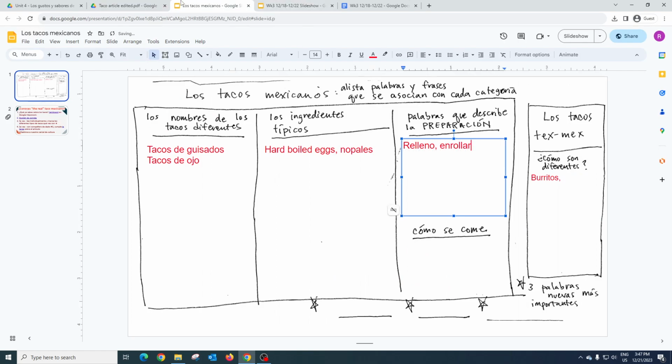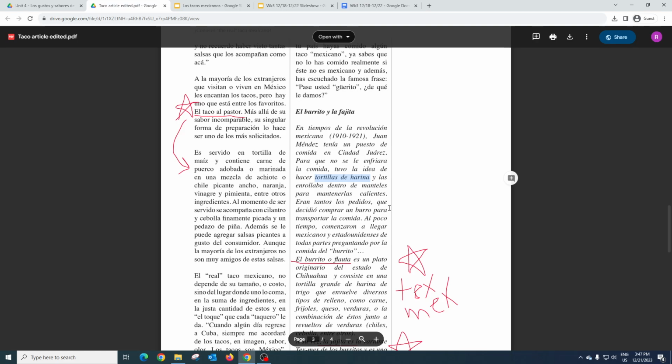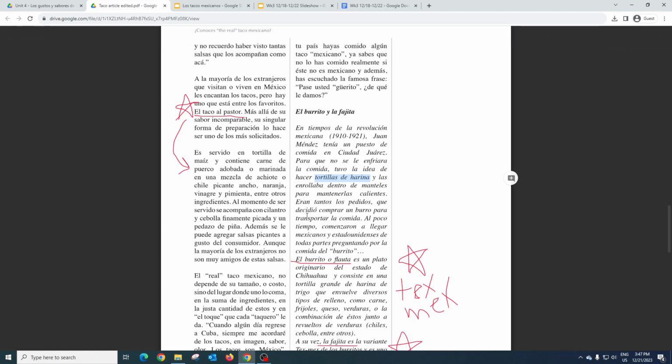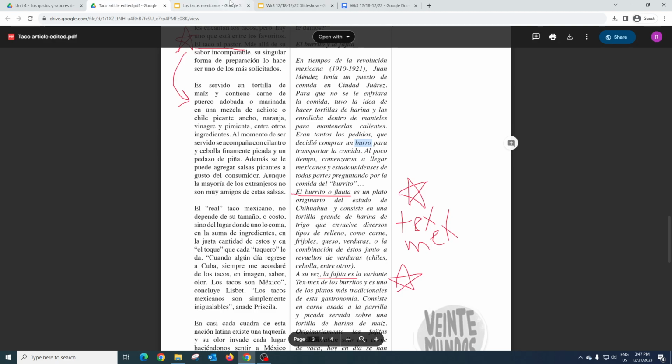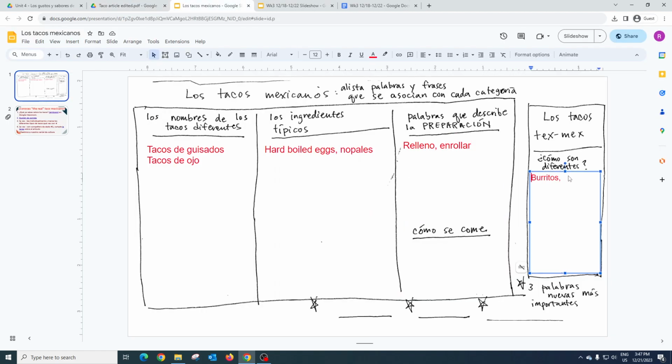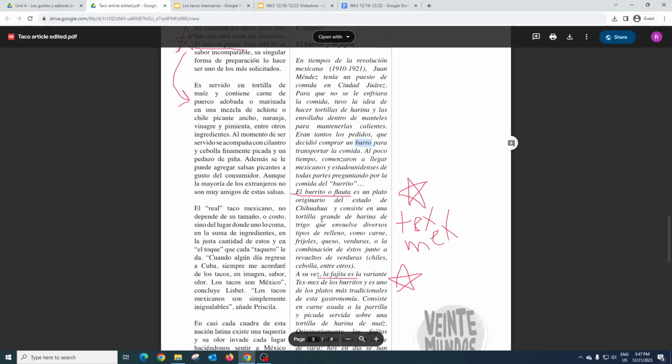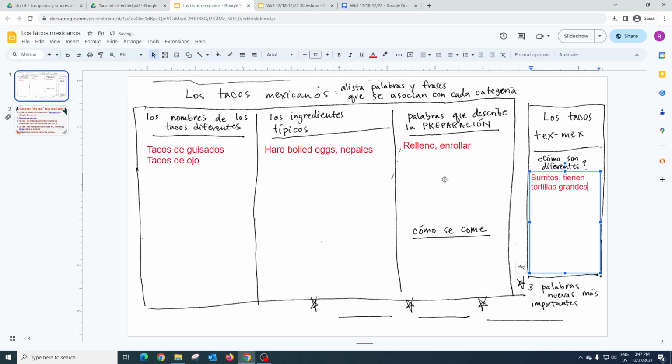which you should look up honestly online. Eran tantos los pedidos comprar un burro para transportar la comida. Al poco tiempo comenzaron a llegar mexicanos estadounidenses de todas partes preguntando por la comida del burrito. So we see that burro, if you look it up as donkey, burrito actually comes from that because they used to come by donkeys. El burrito o flauta es un plato original del estado de Chihuahua y consiste en una tortilla grande de harina. So, tortillas grandes. They're diferentes porque tienen tortillas grandes. Tortillas grandes de harina.